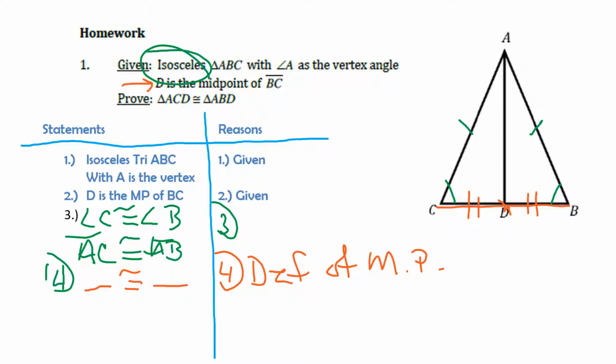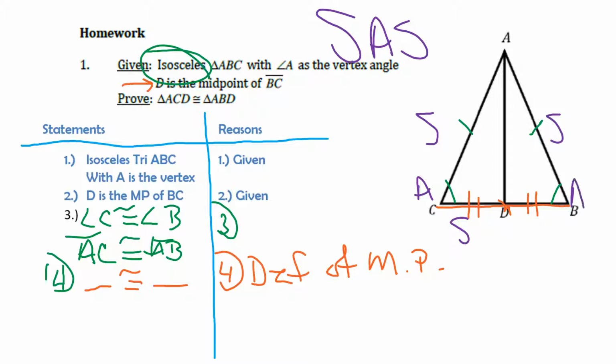And then I think I'm ready to prove what I'm trying to prove. The only way that we know how to prove things right now is this, side, angle, side. And so hopefully we can see that we have a side, an angle, and a side congruent to a side, an angle, and a side. And so your statement number 5 will use that method of congruence.